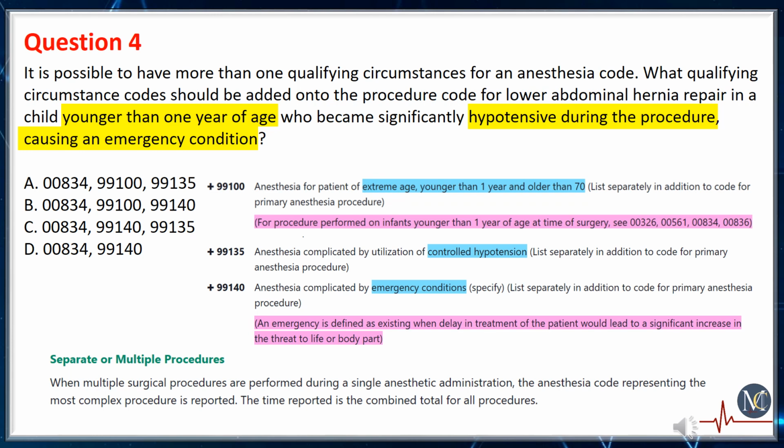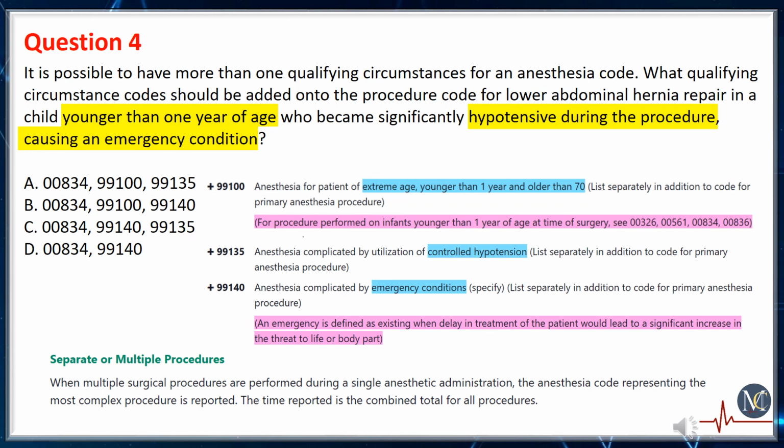The first add-on code is 99100, anesthesia for patient of extreme age, younger than 1 year and older than 70 years. In this scenario, the age of the child is younger than 1 year and the service given is 00834, which is among the four combo codes along with which we cannot use the qualifying circumstance add-on code 99100. So on the basis of this rule, we will first eliminate options A and B.